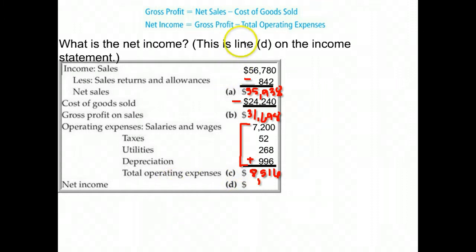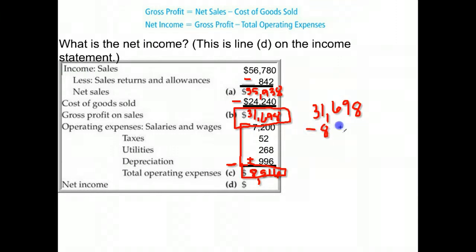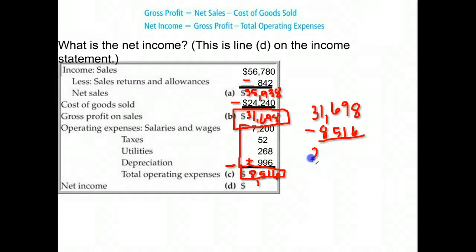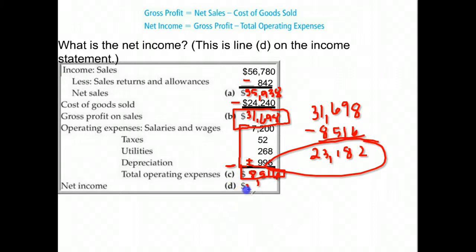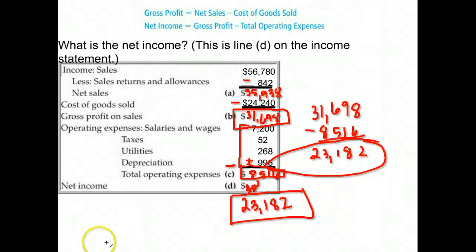And finally, we can answer our question. We can find our net income. So to find the net income, we take our gross profit and we subtract from it the operating expenses. So we are doing 31,698 minus 8,516. All right, that gives us $23,182. Okay, so the net income would be that amount.